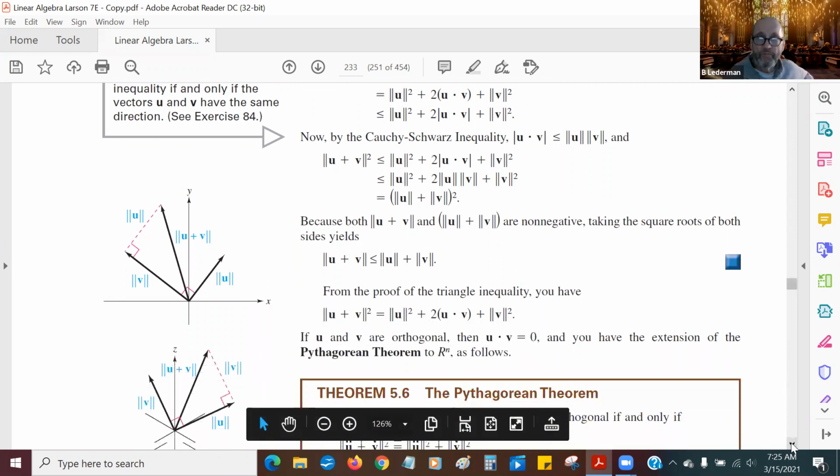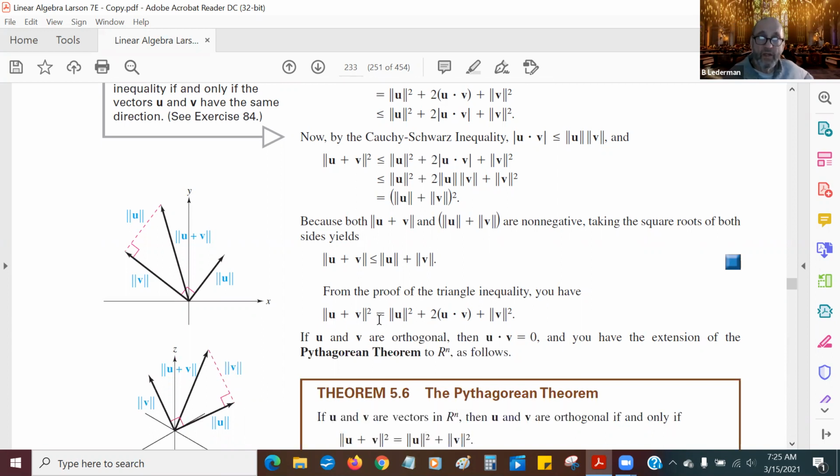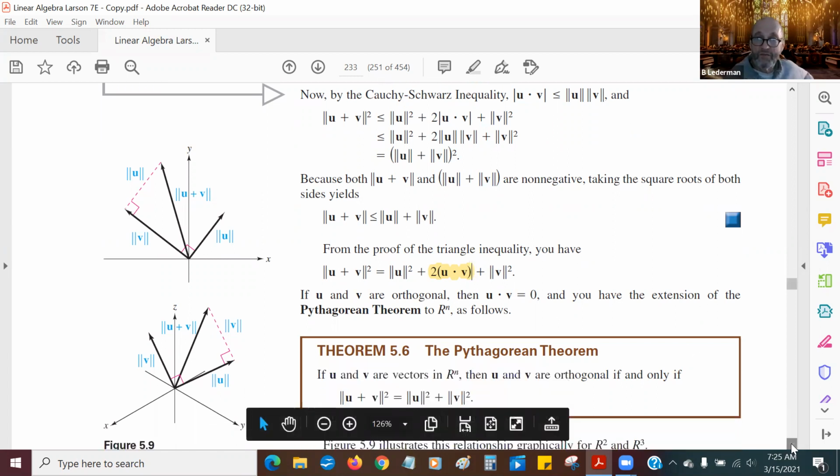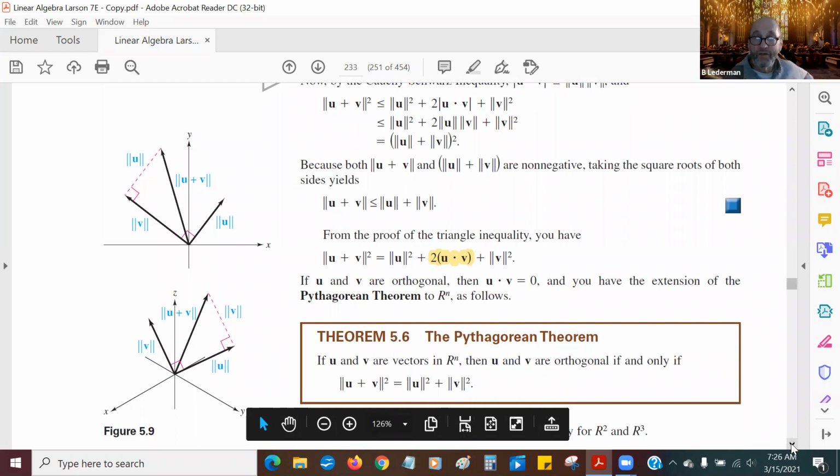Now, in this proof, we got this guy right here: |u + v|² is |u|² + 2u·v + |v|². Now, what if this middle term here didn't exist? Well, that could happen if u·v is 0, which would mean that the two vectors are orthogonal. So now we have, if the two vectors are orthogonal, sort of a generalized version, or a vector version, if you will, of the Pythagorean theorem.